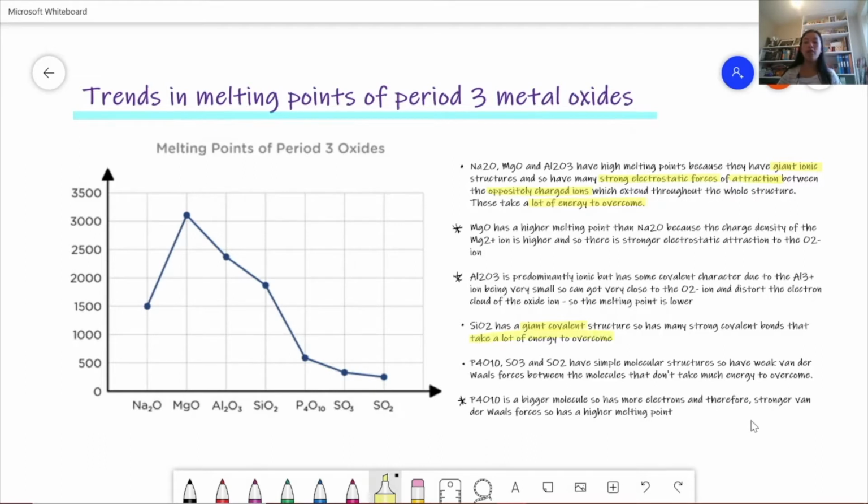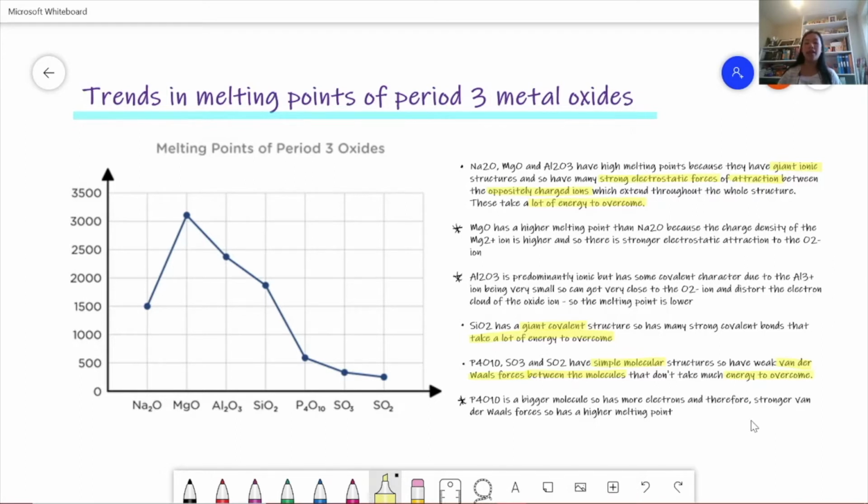And then for phosphorus oxide, sulfur trioxide, and sulfur dioxide, these all have simple molecular structures. And so what we know about simple molecular structures is that they only have weak van der Waals forces between the molecules. And these don't take very much energy to overcome. And so they have much lower melting points compared to the giant structures of the giant ionic and the giant covalent.